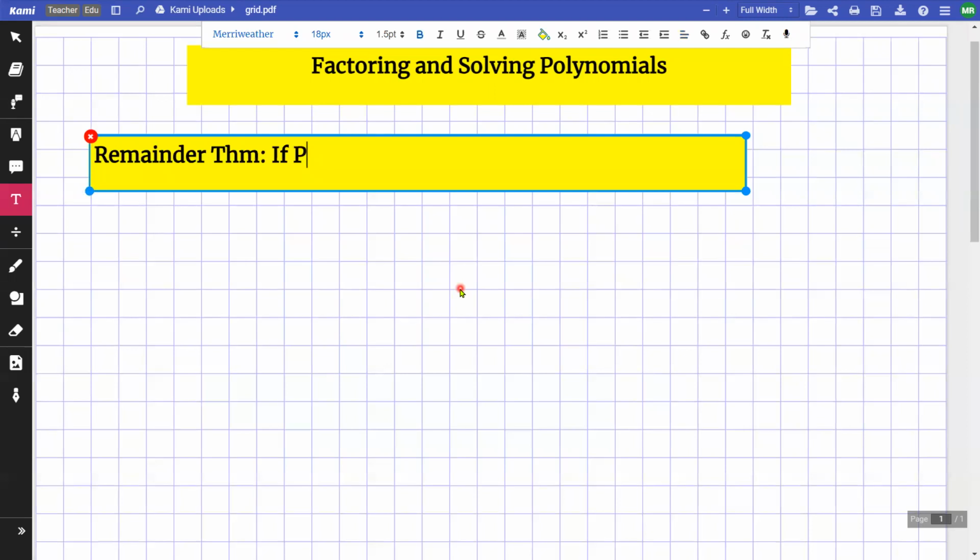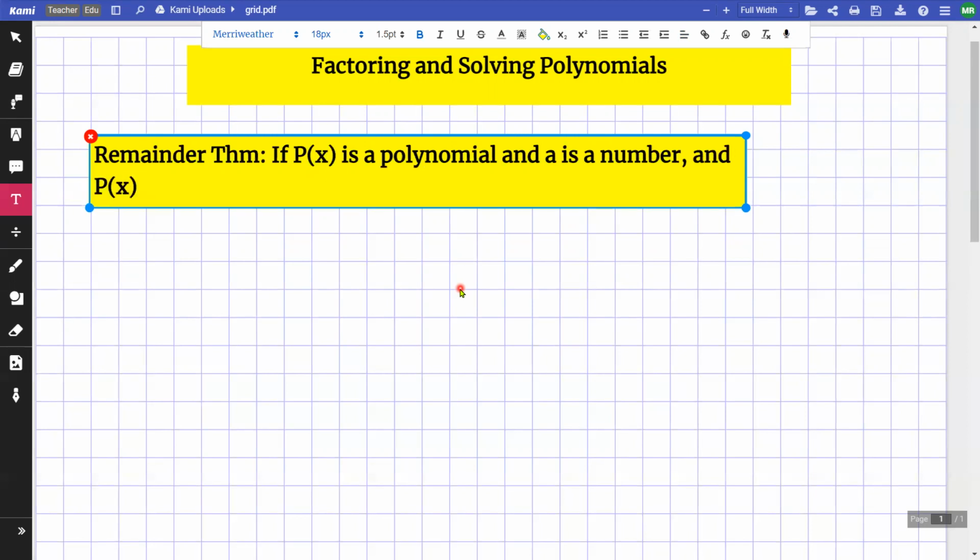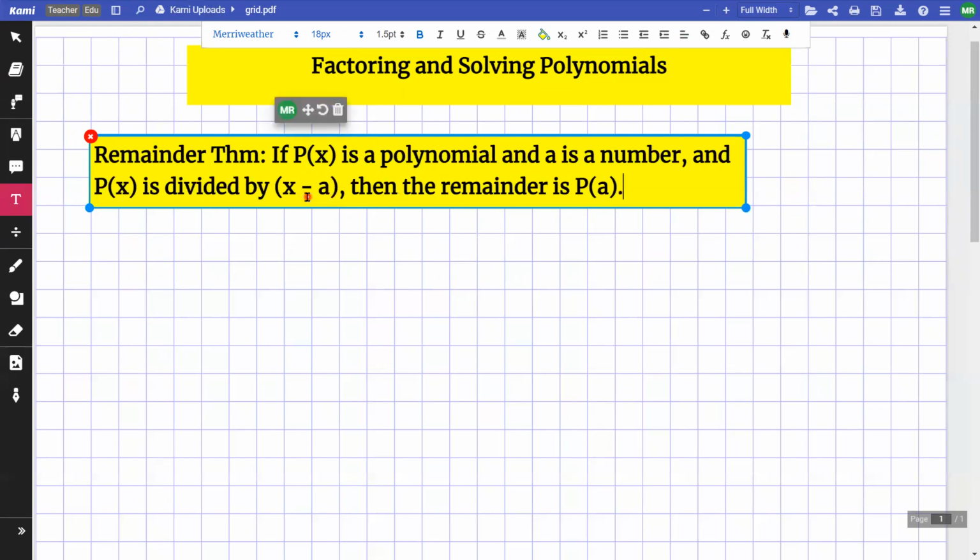If P of X, okay, our polynomial, is a polynomial and A, okay, the letter A, variable A is a number, and P of X is divided by the factor, I'm putting in parentheses, X minus A, then the remainder is the same as substituting into the polynomial A, where A would make this factor X minus A 0.